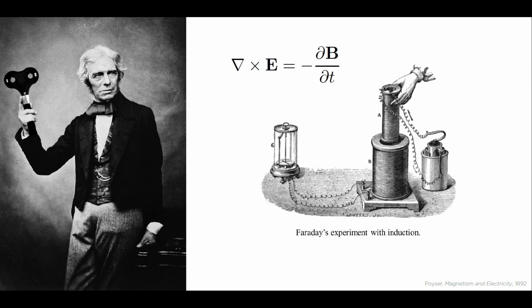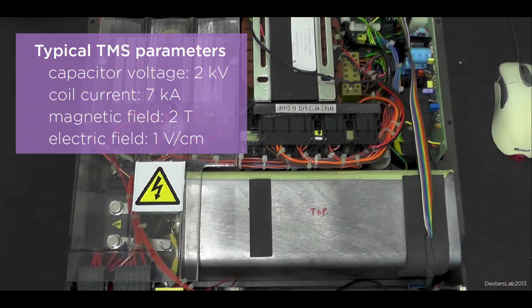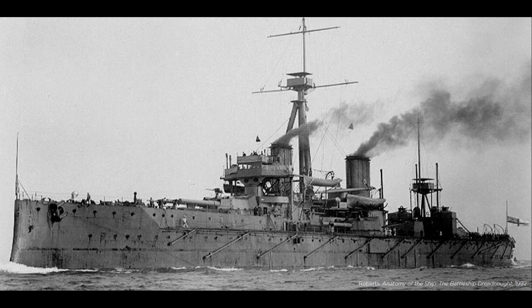The problem is that the human head and human tissue is not a spool of wire illustrated in the previous slide here. The human tissue is actually not a very good conductor for magnetic field. Hence, you need a lot of energy, 7 kiloamps of current and 2 kilovolts of capacitor voltage to even generate a tiny amount of current flow in human tissue. And when you actually calculate the power by multiplying voltage and current, you obtain a value that is enough to drive a dreadnought-class battleship around the turn of the 20th century.